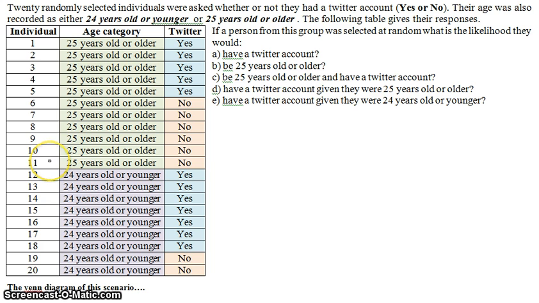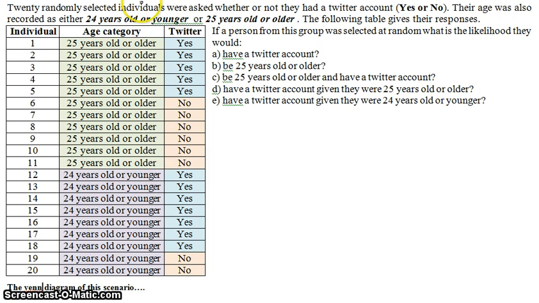All right, so let's go ahead and read this scenario. 20 randomly selected individuals were asked whether or not they had a Twitter account. So they can respond either yes, I have a Twitter account, or no, I do not. And their age was also recorded. This was either recorded as 24 years old or younger, or 25 years old and older. So essentially there's a cutoff between 24 and 25. And so this table records their responses for each of the individuals.